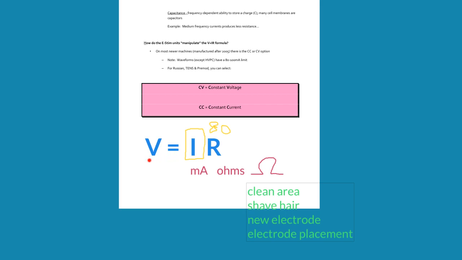What happens to the voltage as we increase the milliamperage? The voltage is always going to go up with a subsequent increase in the milliamperage, unless there's a reduction in the resistance. So let me give you a clinical example. Let's say a patient comes in and you're setting them up on Russian stimulation to the quadriceps. You have brand new electrodes on there. You put the electrodes on, and you secure those over the muscle bellies. And let's say you turn the intensity on the machine up to 25 milliamps.